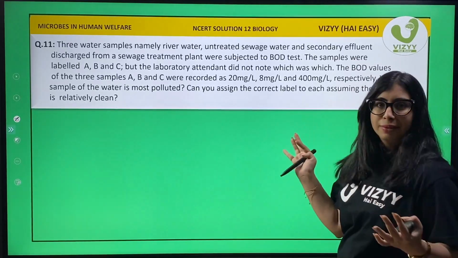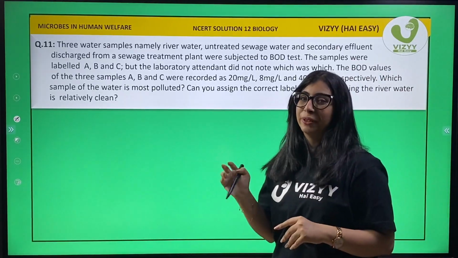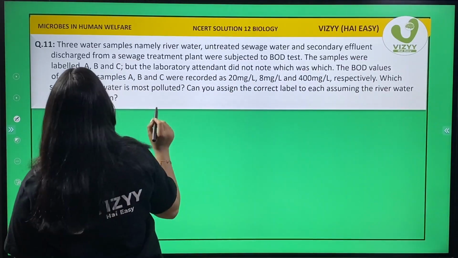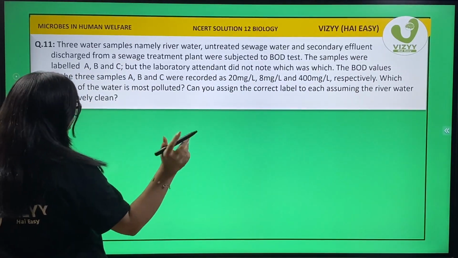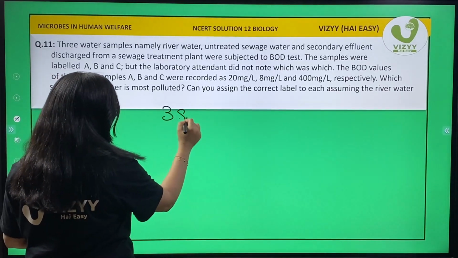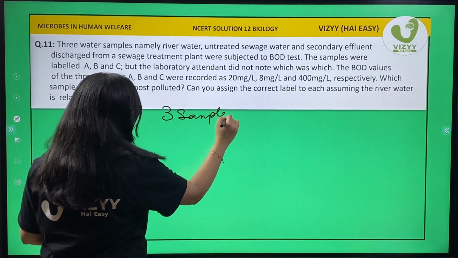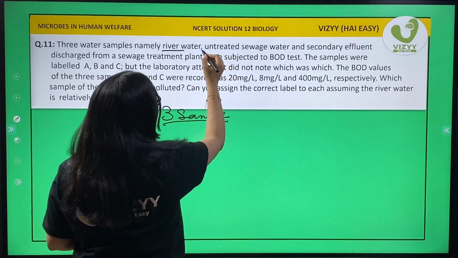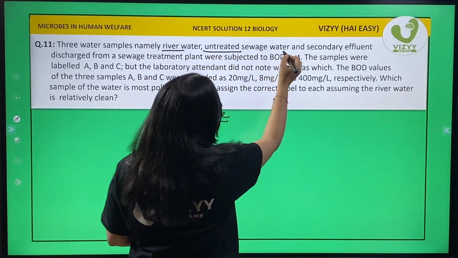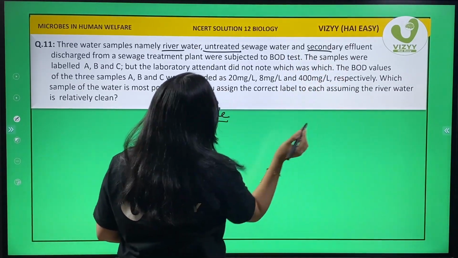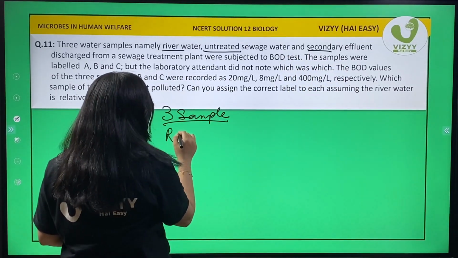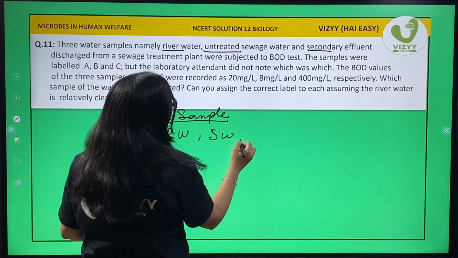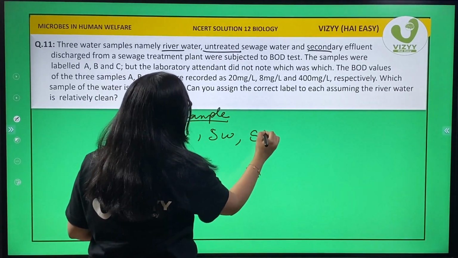Question. Again, we need to read this question carefully. So this is question number 11. Question 11 here says we have got 3 samples. How many? 3 samples. Let's do rough work. Namely, river water, untreated sewage water, and secondary effluent. So we'll write river water, sewage water, and secondary effluent.